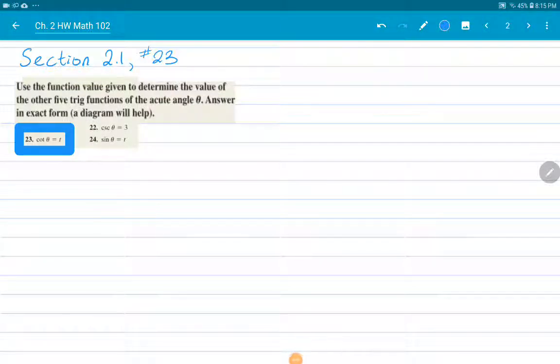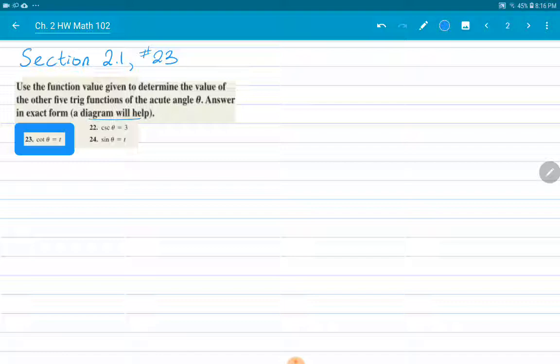In section 2.1, problem number 23, we're going to use the function value given to determine the value of the other five trig functions for the acute angle theta. So we know theta is acute, so we can use a right triangle. And our hint is that a diagram will help.